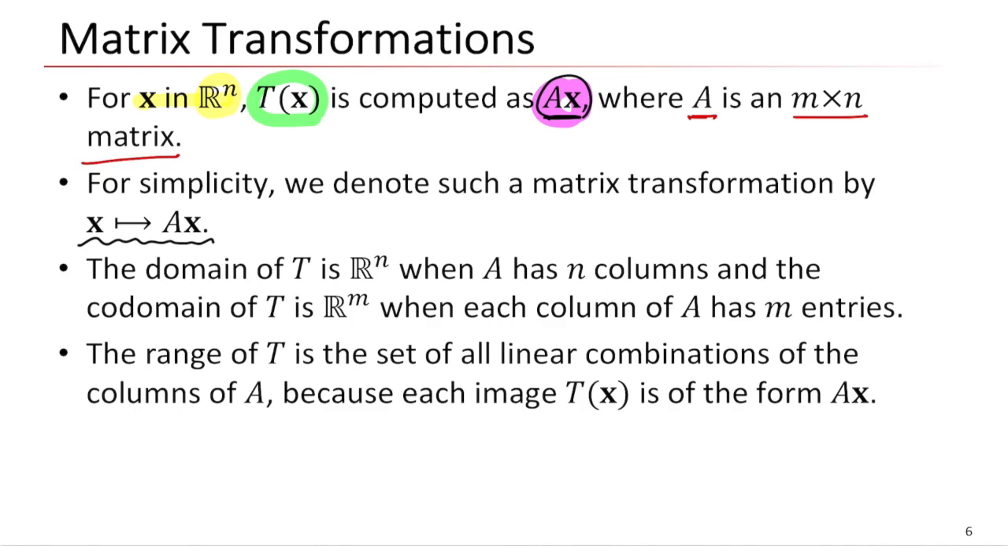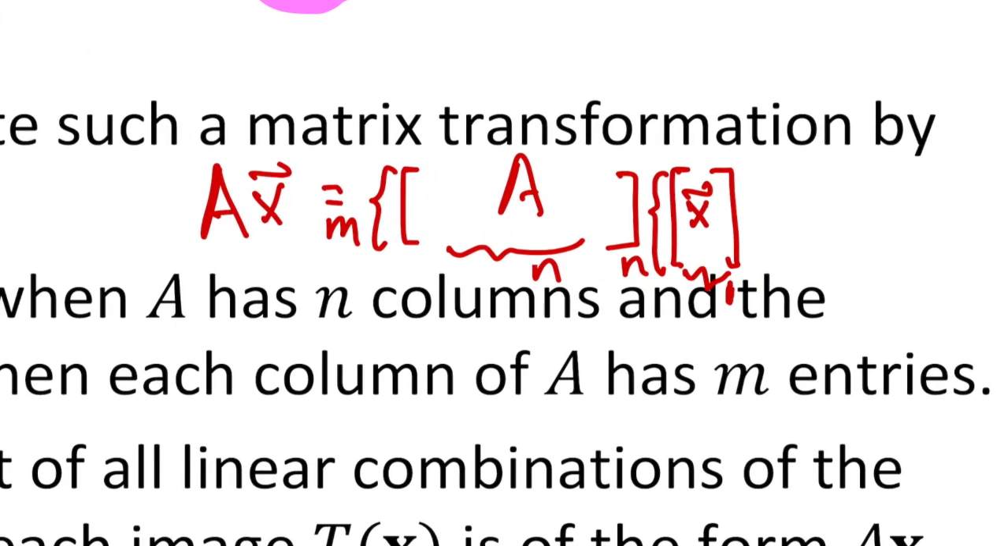Then in this case, what is the domain of this matrix transformation? Rn, right? And what is the codomain of the matrix transformation? Rm. Why? Okay, let's redraw the A times x. Let's say there is a matrix A whose size is m times n, then the vector x, whose size is n times 1.